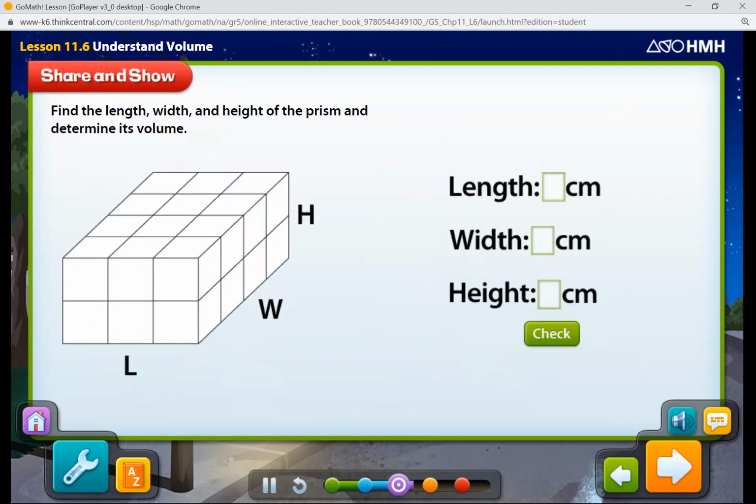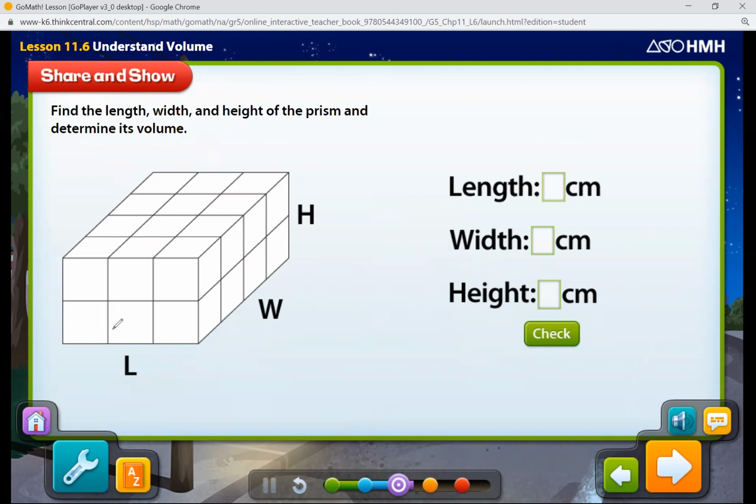Find the length, width, and height of the prism and determine its volume. Find the length, width, and height of the prism. Type the answers and then click Check. All right, so here is that perspective that we were talking about.